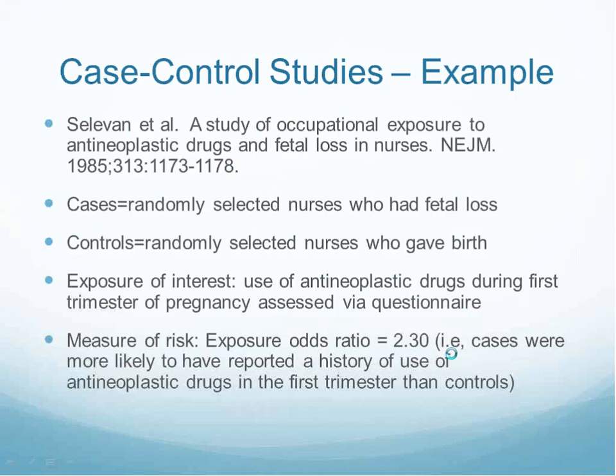So a classic example from the occupational literature again. This is a New England Journal of Medicine paper looking at nurses exposed to anti-neoplastic drugs. Those are cancer drugs. They're cytotoxic by design, so people who aren't supposed to be exposed who are exposed could have some adverse effects. And in this case, they did see an increased exposure odds ratio in relation to nurses who self-reported being exposed to these at work in relation to fetal loss.